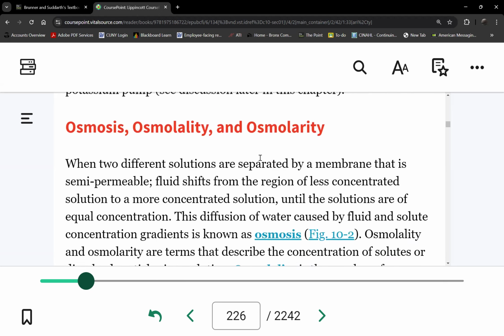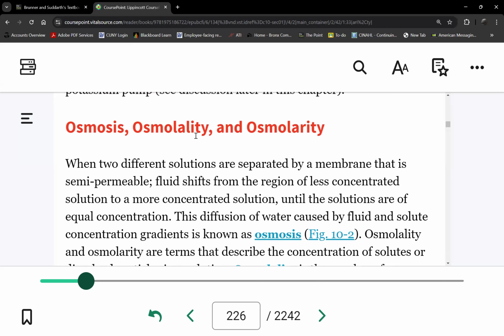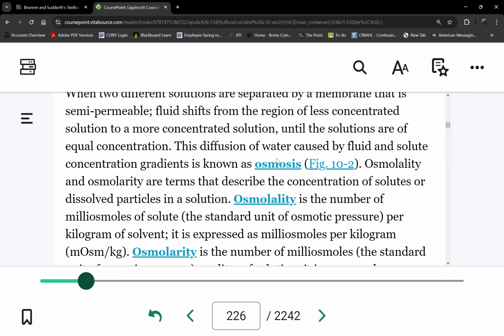So these terms mean the same thing. Osmosis is the process, osmolality is the concentration, so is osmolarity. They just refer to what type of fluid we're talking about.